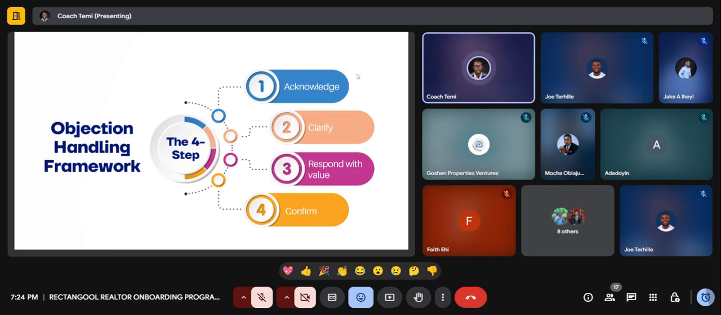The first step is acknowledge. At this point, what you do is simply to empathize with your client. Take, for instance, somebody says it is too expensive. Most times we want to argue with them or make them see that it is not expensive. When we are trying to do that, we are simply turning off our customers. Why? Because they have legit reasons why they said it is too expensive. And they are very, very correct.